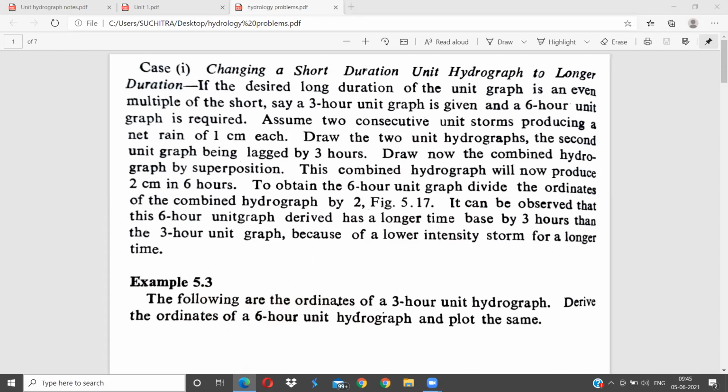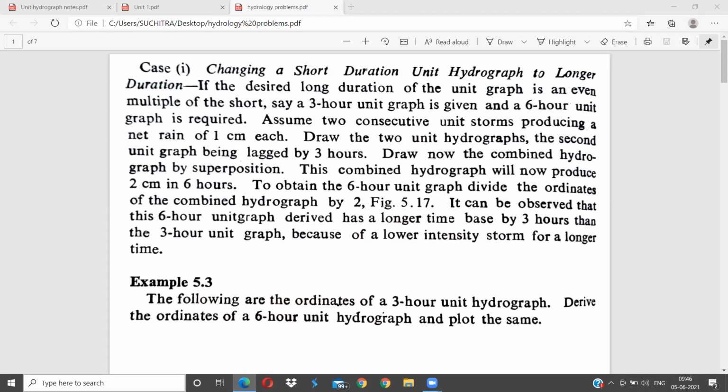Then draw the 2 unit hydrographs separately and combine them by the method of superposition. Whatever the ordinates of this combined unit hydrograph are, they have to be divided by 2 because it is an even multiple of the short duration hydrograph. By this method you can derive a 6-hour unit hydrograph from the given 3-hour unit hydrograph. Or else you may have a 2-hour unit hydrograph and require a 4-hour unit hydrograph, such that the longer duration unit hydrograph is an even multiple of the short duration.